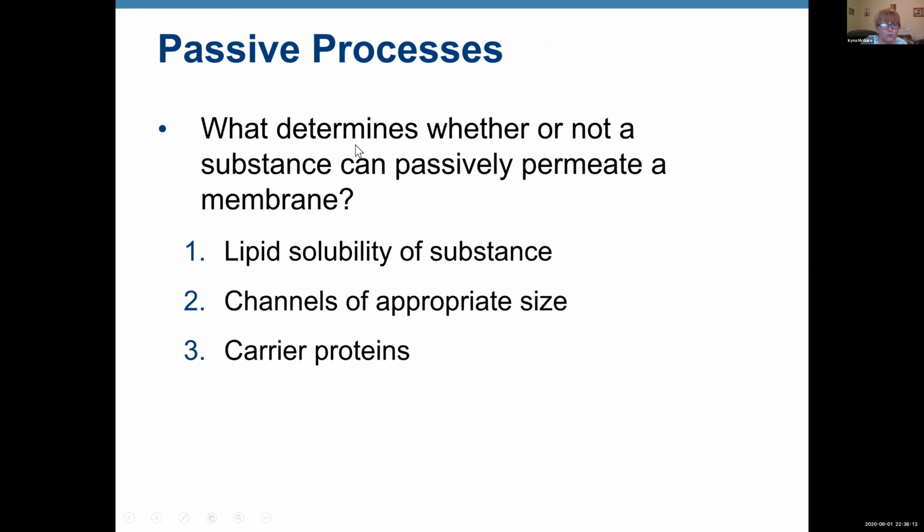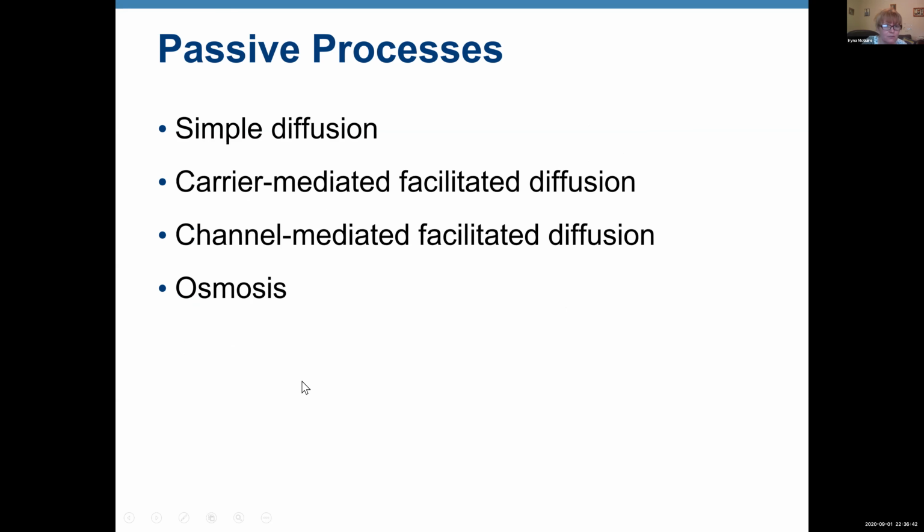So what determines whether or not a substance can passively permeate a membrane, so pass through the membrane, is the lipid solubility. If a substance is lipid soluble, then it can pass through the membrane. If it's not lipid soluble, if it's water soluble, but it has channels of appropriate size, then it can pass through channels, or it can use carrier proteins, just like I said.